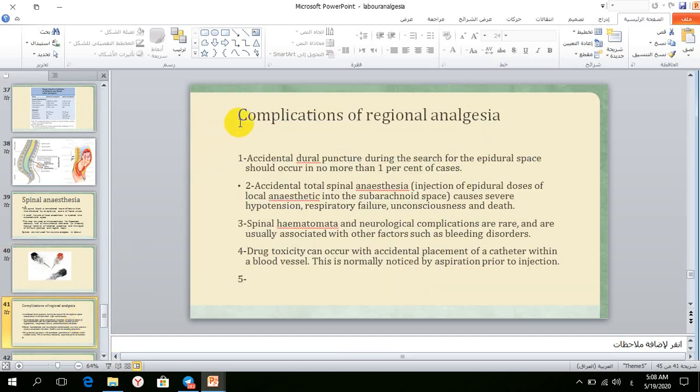Complications of regional analgesia: accidental dural puncture during the search for the epidural space should occur in no more than 1% of cases. Accidental total spinal anesthesia, injection of epidural doses of local anesthetic into the subarachnoid space, causes severe hypotension, respiratory failure, unconsciousness, and death. Spinal hematoma and neurological complications are rare and are usually associated with other factors such as bleeding disorders. Drug toxicity can occur with accidental placement of the catheter within a blood vessel. This is normally noticed by aspiration prior to injection.